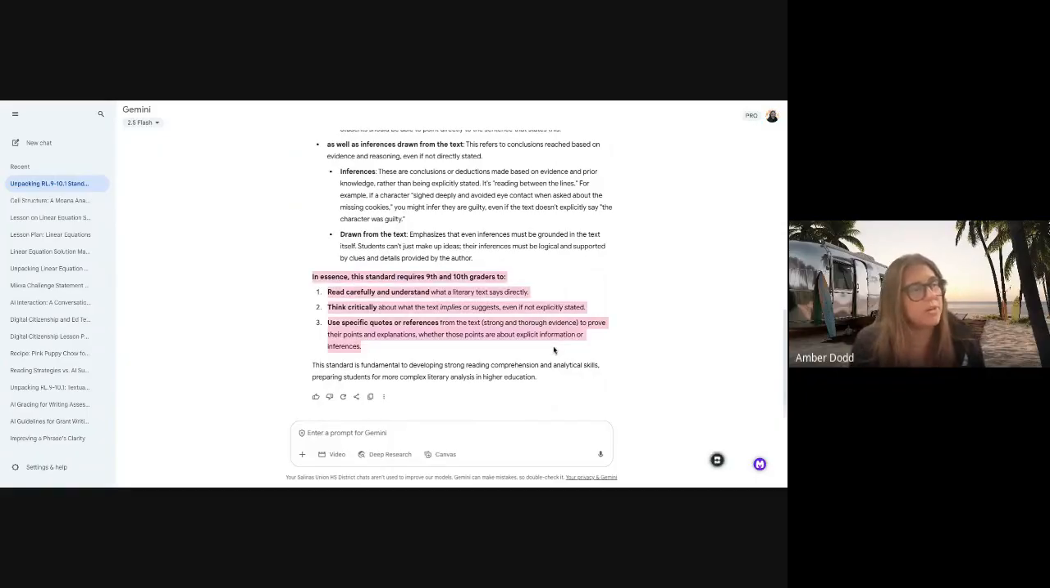And then this requires students to read carefully and understand what a literary text says, to think critically about what the text implies, to use specific quotes or references. So really breaking it down. But like I said earlier, we want students to really think about using AI, or we want to use AI as a chat, like think of it as a conversation you're having.